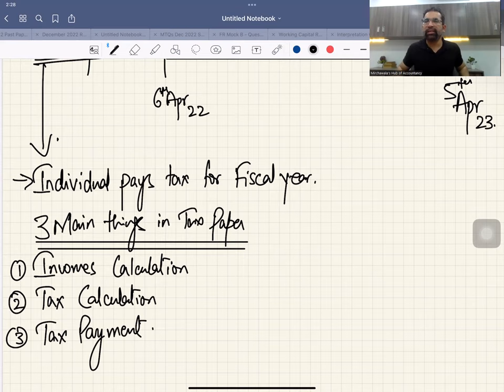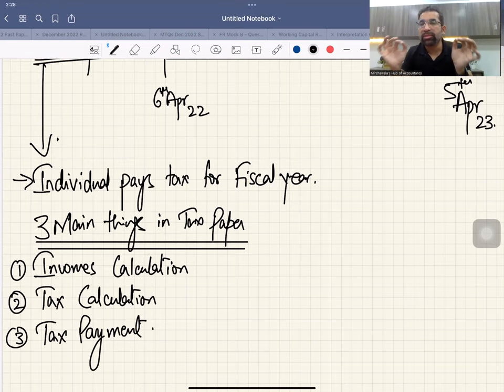Number one, incomes calculation. Think like that: if I ask you to calculate my tax, your first question will be, sir, what is your income? Without calculating income, we cannot calculate tax. There are a lot of sources of income: employment income, trading income, interest income, dividend income. So if you want to calculate tax, first you need to calculate income. Always we calculate incomes first.